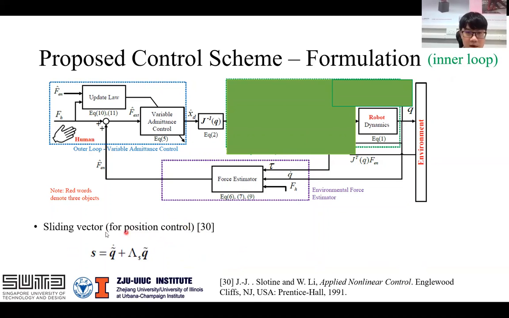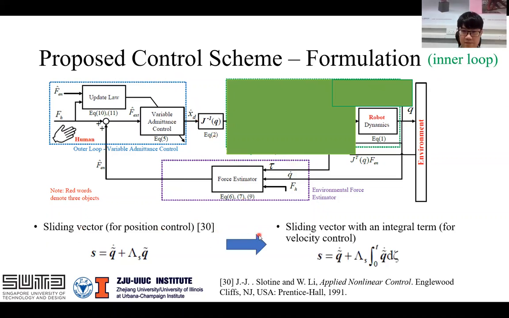And this is a very well-known sliding vector from this book. But as we can see here, we need a position error. But in our control scheme for an outer loop, we don't have a position error because the output of the outer loop is a velocity command. So in this paper, we change this sliding vector into a sliding vector with an integral term. As you can see here, we don't need any position error, just simply velocity error.